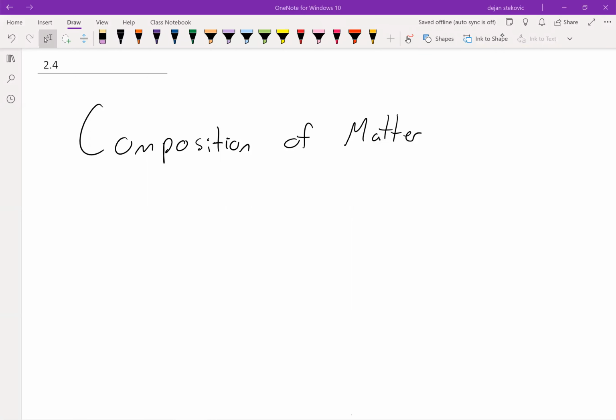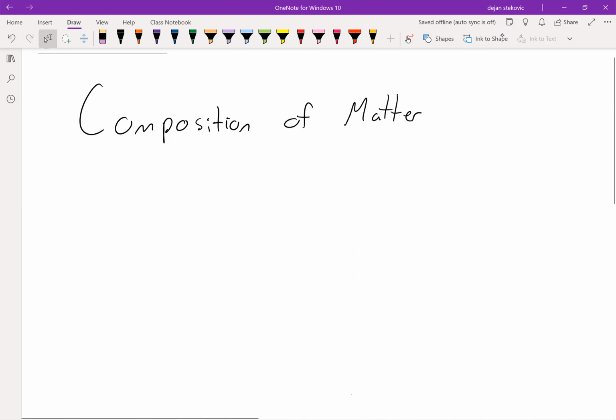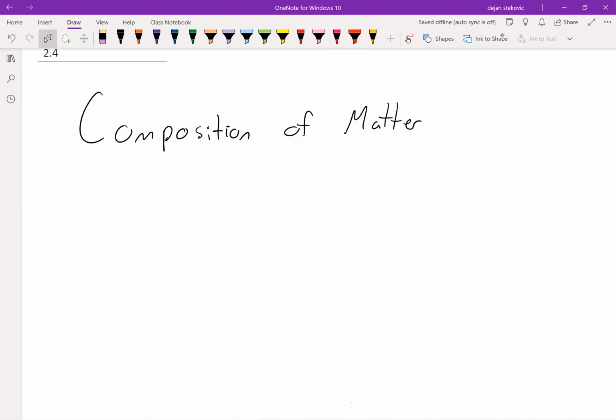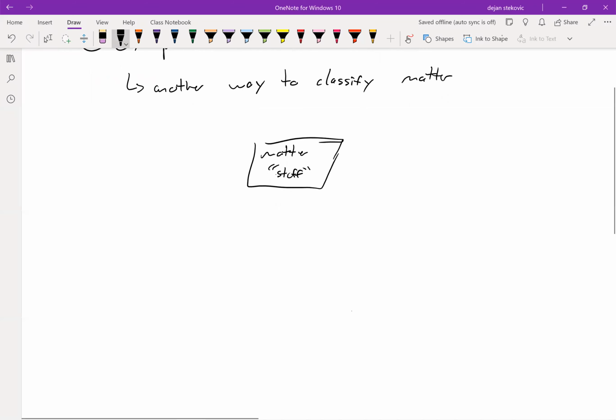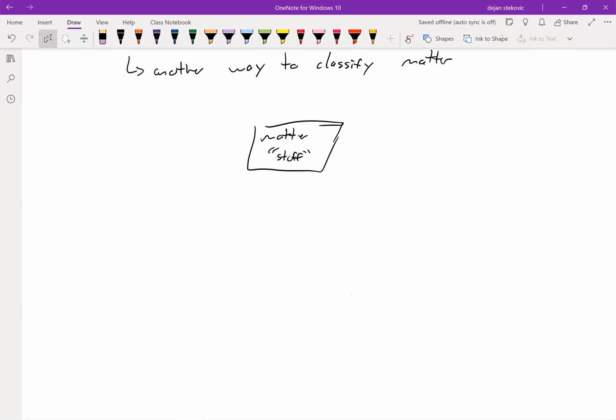All right. So last time we classified matter based on its phase, but there are other ways to classify matter. You can classify based on its composition. Again, it's just another way to classify matter. So we can start off with matter. We're just going to call it stuff, right? It has a mass and occupies some amount of volume.